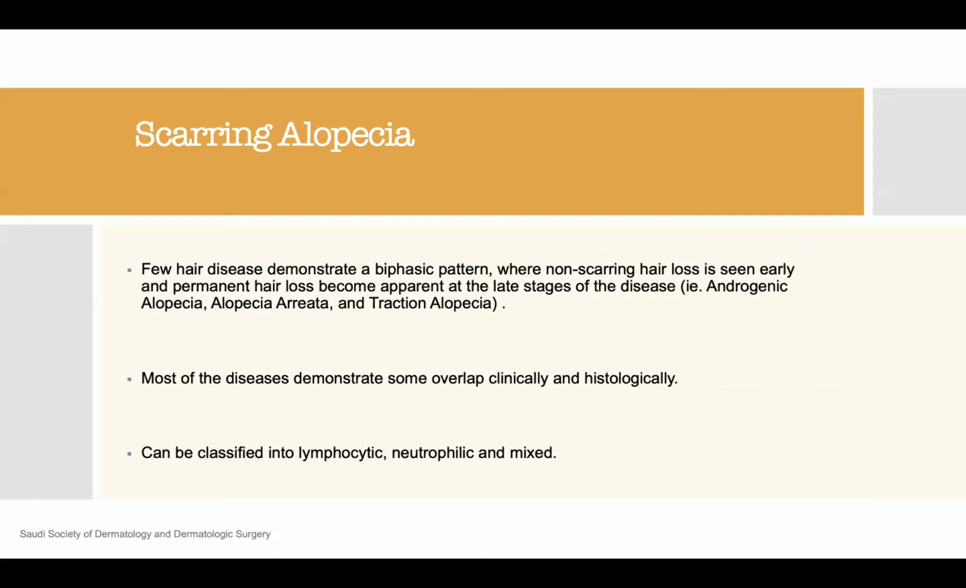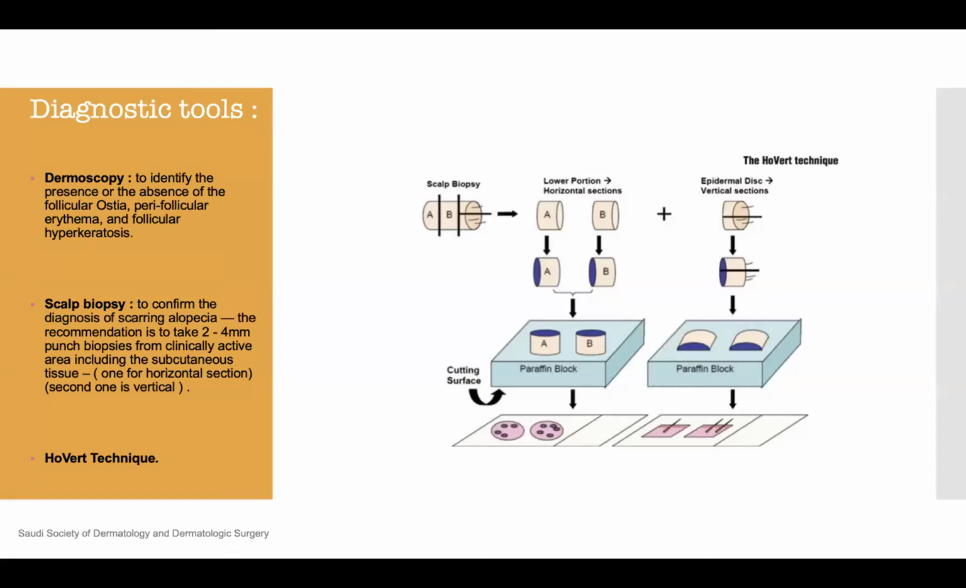In scarring alopecia, a few hair diseases demonstrate a biphasic pattern, which means they can start as non-scarring and then become scarring. For example, androgenetic alopecia, alopecia areata, and traction alopecia. If chronic and left untreated, the non-scarring form then becomes scarring. Most of these diseases overlap clinically and histopathologically. Lastly, scarring alopecia can be classified into lymphocytic, neutrophilic, and mixed, according to the cell that we can find in histopathology. So how can we diagnose scarring alopecia?